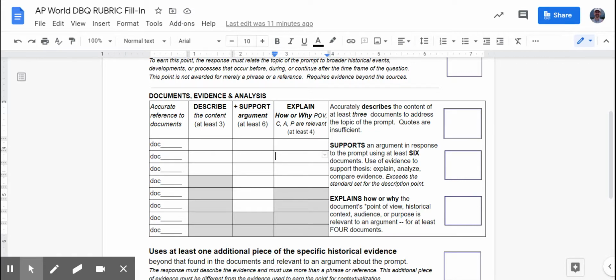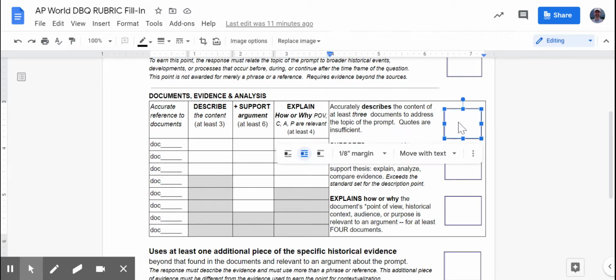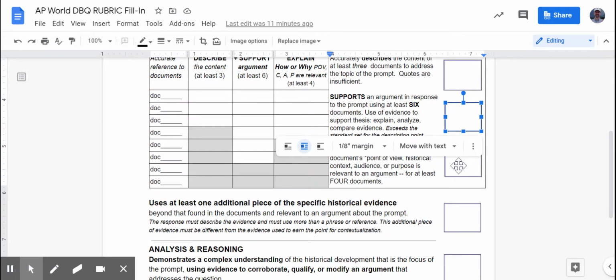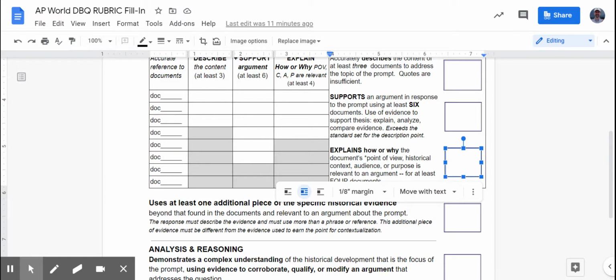So here are the points over here. 1 point for describing the main idea of each of at least 3 documents. Another point, if you use those documents to support a historical statement, which should be supporting your thesis, and another point for explaining point of view or context or audience or purpose.